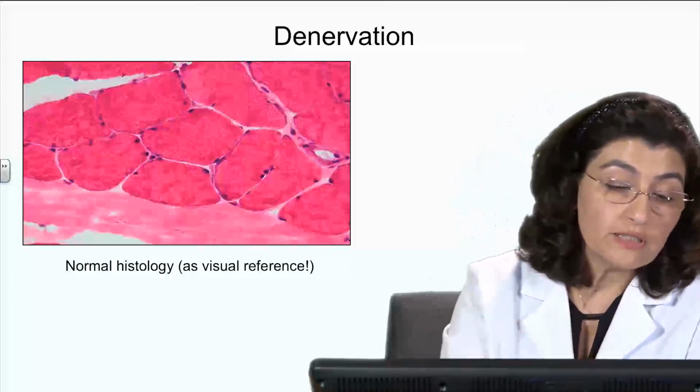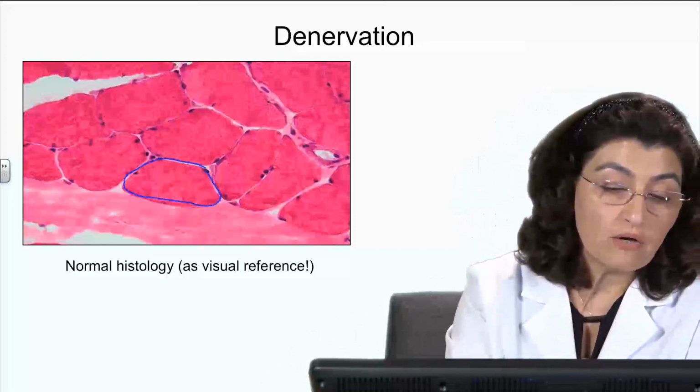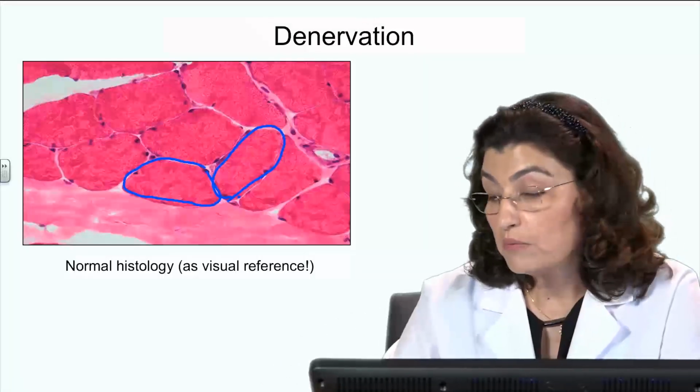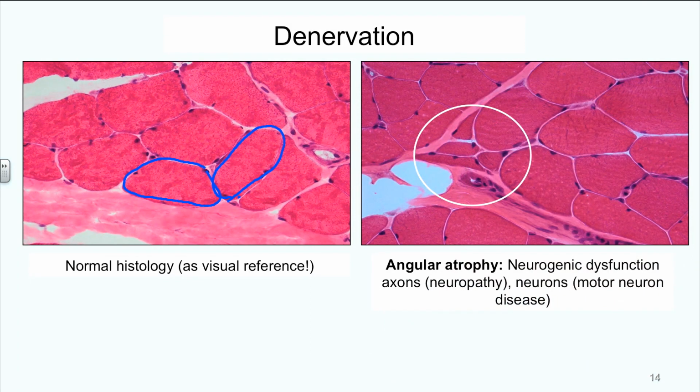You have the normal histology, polygonal shaped cells, practically of the same size with minimal variation. And then you have your angular atrophy. And we said that angular atrophy generally happens in denervation. Well, it is true that morphologically you can see it very nicely in a skeletal muscle biopsy that is well preserved and has only a few of them, or maybe a good amount of them.